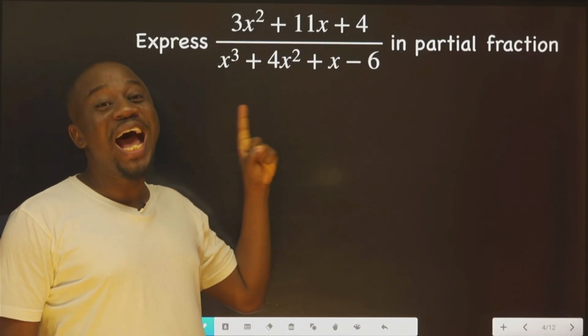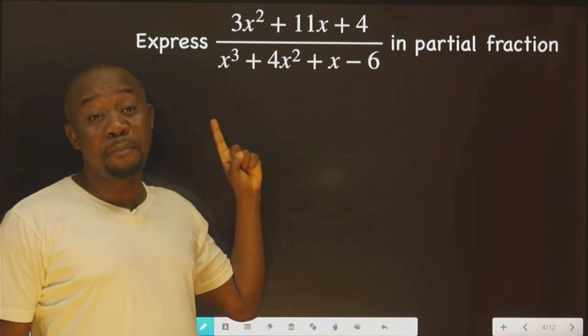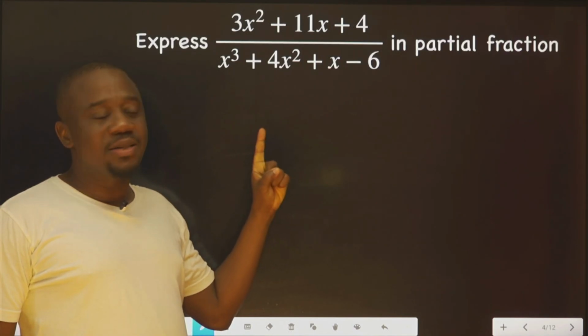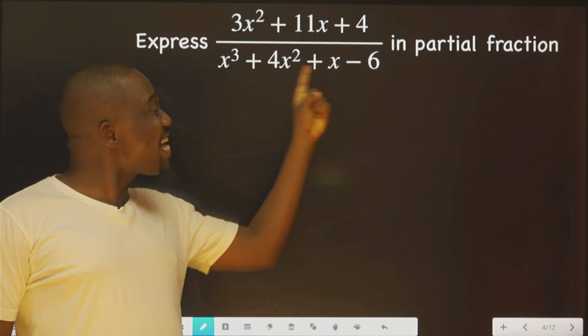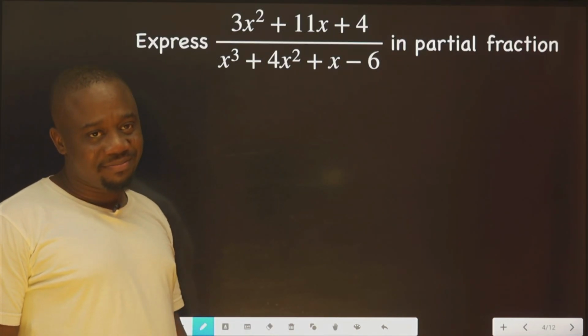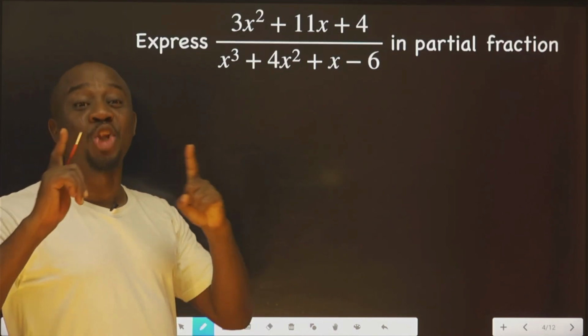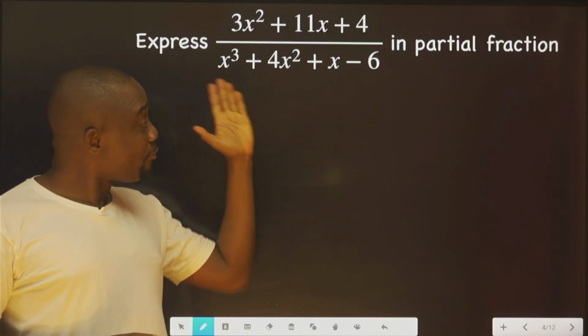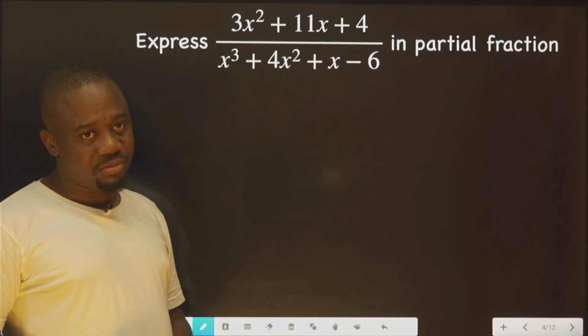Let's look at this. We are asked to express this in partial fractions. The first step is that we must first of all factorize the denominator. As you can see, this is a polynomial. That means you must have knowledge of polynomials before you continue with partial fractions.